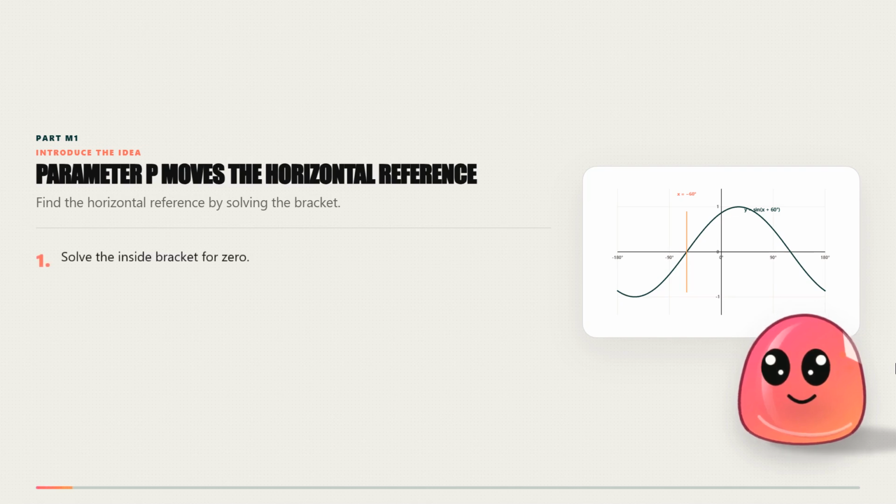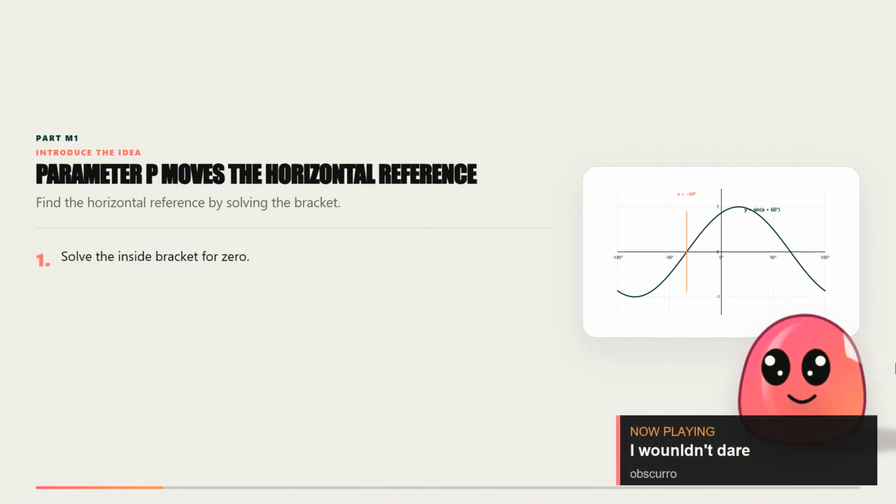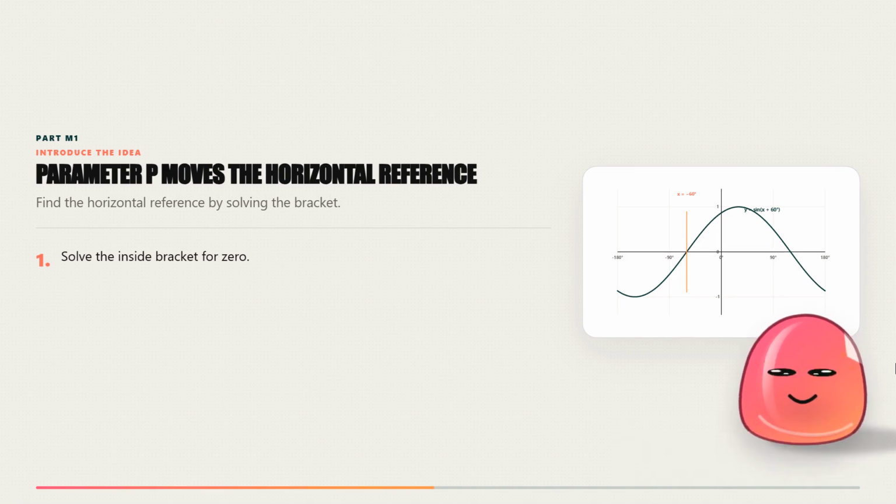Find the horizontal reference by solving the bracket. Here's the key idea. Solve the inside bracket for 0. x plus 60 degrees equals 0 degrees gives x equals -60 degrees. No sign tricks, just solve.